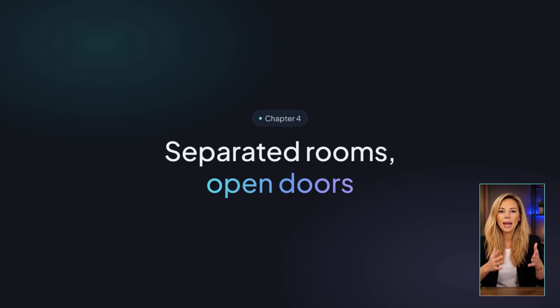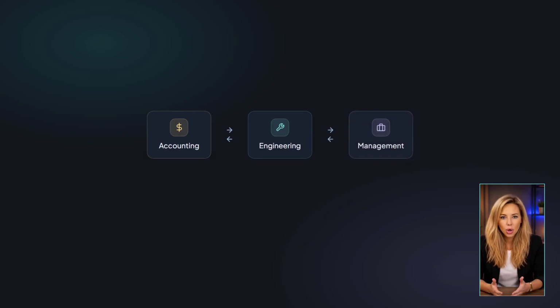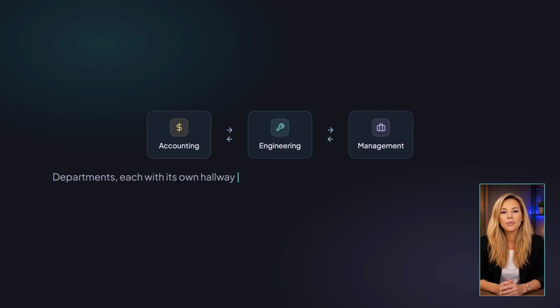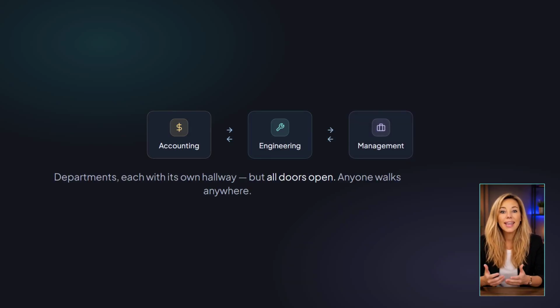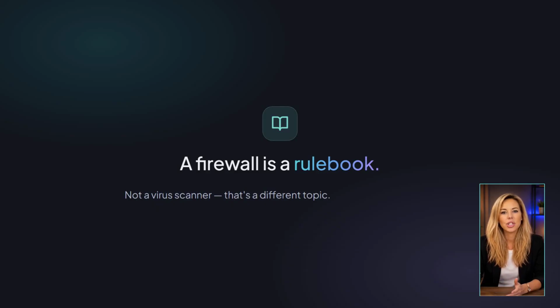But here comes the next trap. Just because areas were created doesn't mean they're secure. Imagine your office has different departments: accounting, engineering, management. Each has its own hallway. But all the doors are open. Anyone can walk anywhere. That changes nothing. That's why we need firewalls.